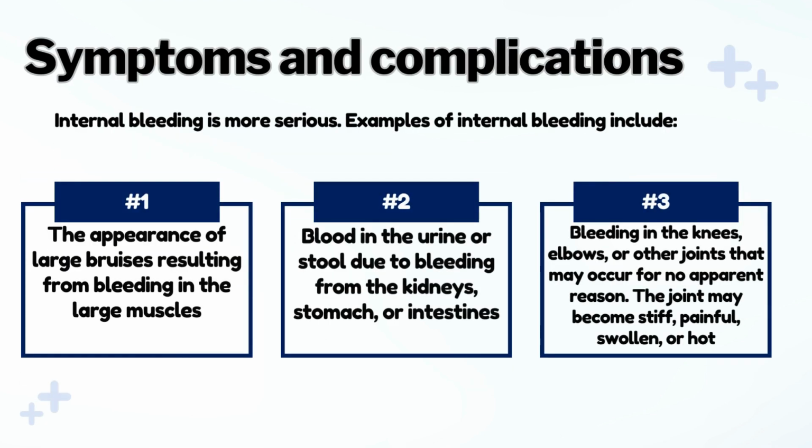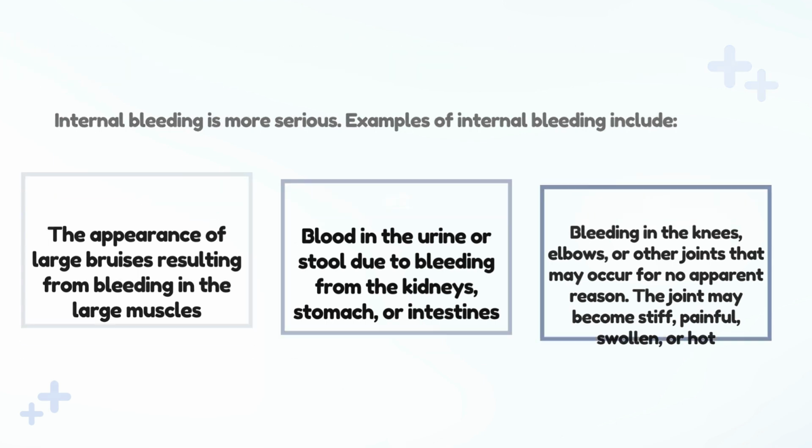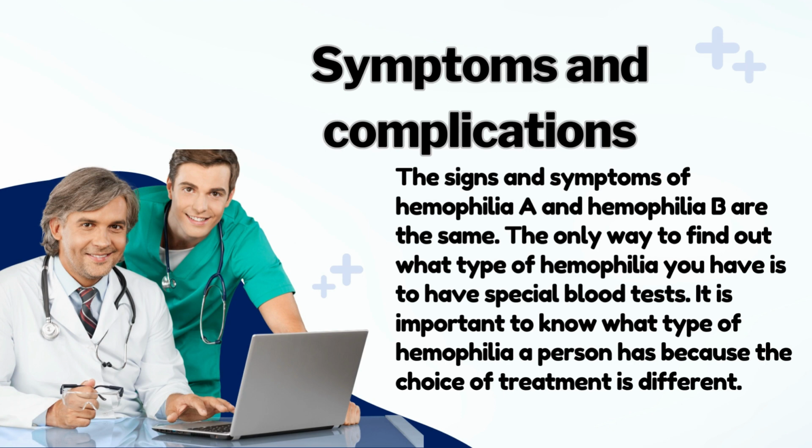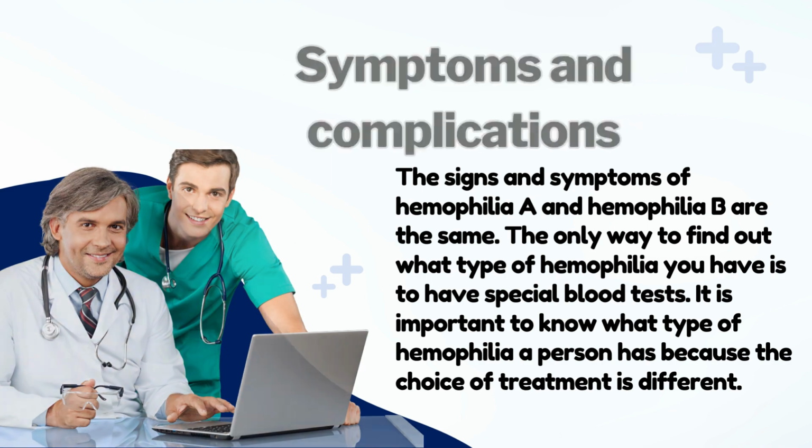Internal bleeding is more serious. Examples of internal bleeding include: 1. The appearance of large bruises resulting from bleeding in the large muscles, 2. Blood in the urine or stool due to bleeding from the kidneys, stomach, or intestines, 3. Bleeding in the knees, elbows, or other joints that may occur for no apparent reason. The joint may become stiff, painful, swollen, or hot. The signs and symptoms of hemophilia A and hemophilia B are the same. The only way to find out what type of hemophilia you have is to have special blood tests. It is important to know what type of hemophilia a person has because the choice of treatment is different.